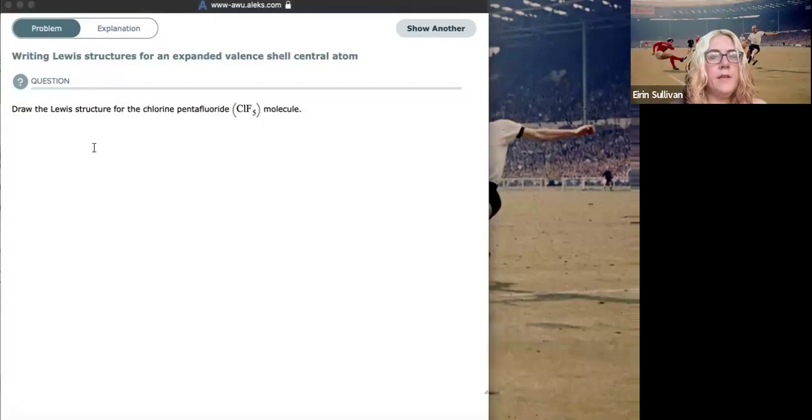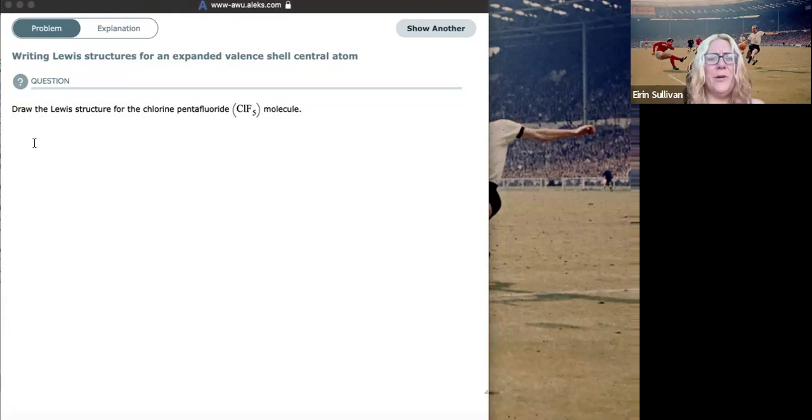Okay, so writing the Lewis structures for an expanded valence shell central atom. Now, this is one of the easier examples because straight away I know I'm looking at an expanded octet because I've got 5 chlorine-fluorine bonds, and each of those bonds is going to contain 2 electrons, and 2 times 5 is 10. So I'm going to have at least 10 electrons around that central fluorine, okay?